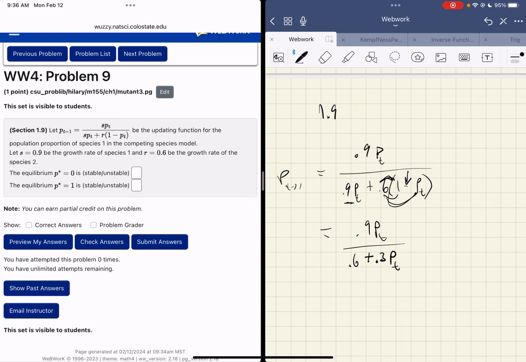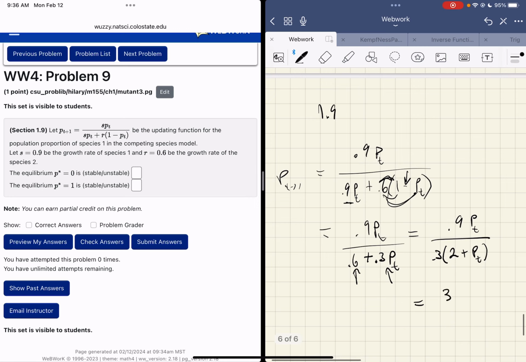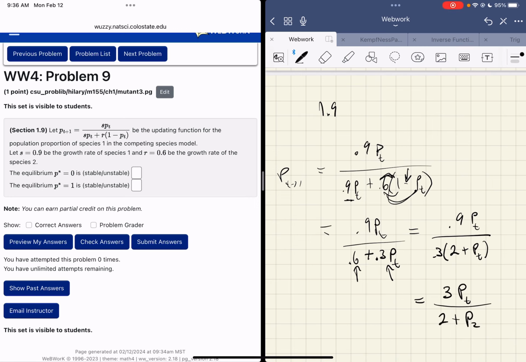And this is a little bit tricky for my brain, so to make it easier I'm going to factor out 0.3 from the bottom. So 0.3 would have to be multiplied by 2 to get 0.6, and it would have to be multiplied by p sub t to get this. And now, 0.9 divided by 0.3 is 3. So in fact, this updating function could be written like that. We could do more algebra, but let's just go ahead and graph this.